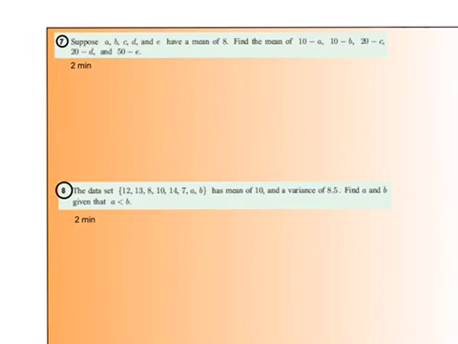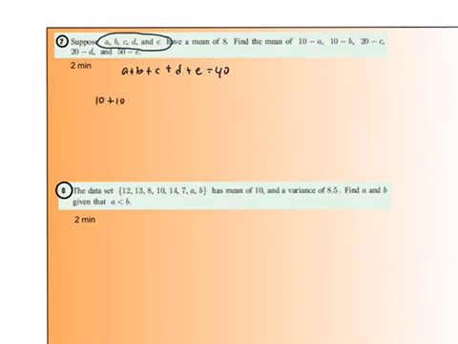Okay, so if A plus B plus C plus D has a mean of 8, then that means A plus B plus C plus D plus E equals 40. So A plus B plus C plus D plus E over 5 is 8. Multiplying both sides by 5, I get 40. So find the mean of the following: 10 minus A, 10 minus B, 20 minus C, 20 minus D, and 50 minus E. Watch what I'll do here. This is kind of cool.